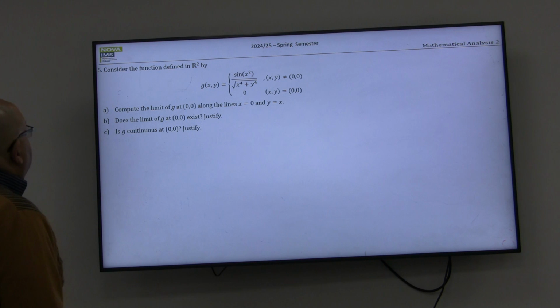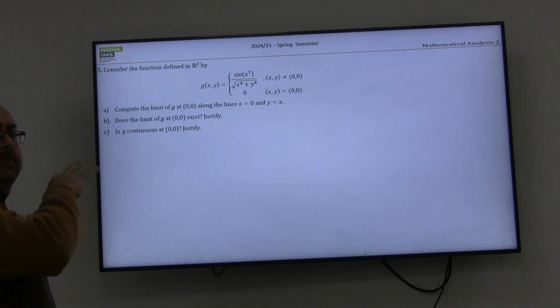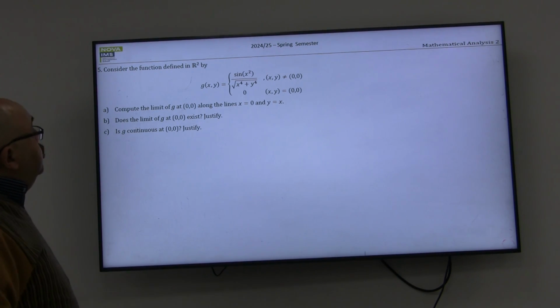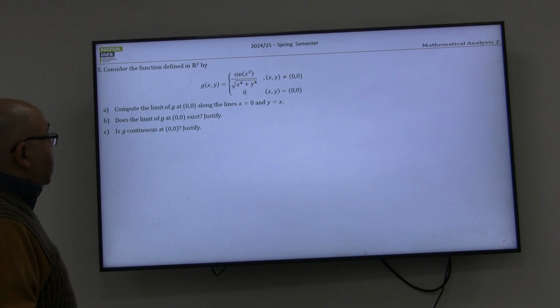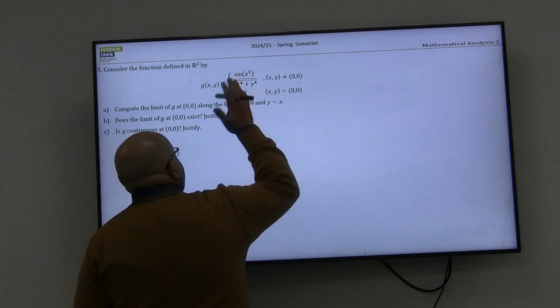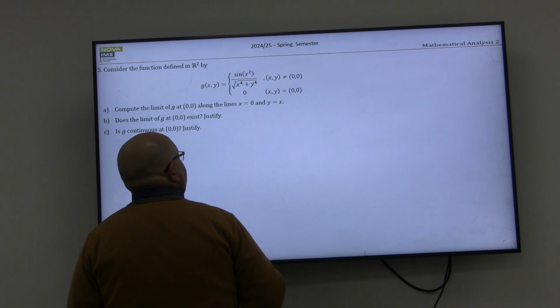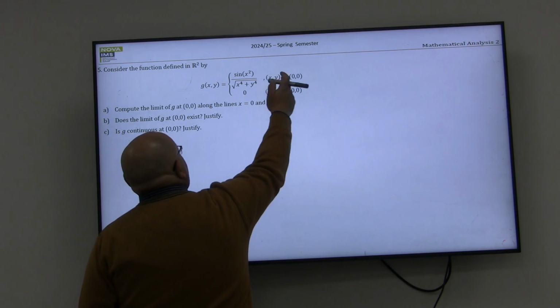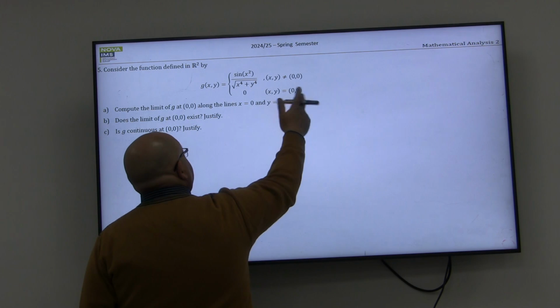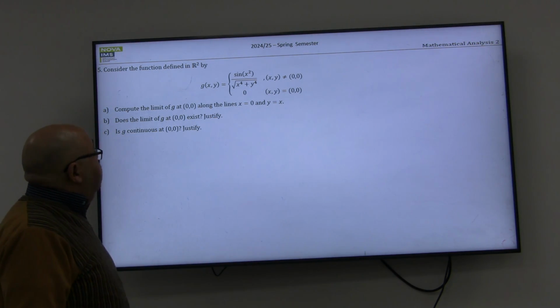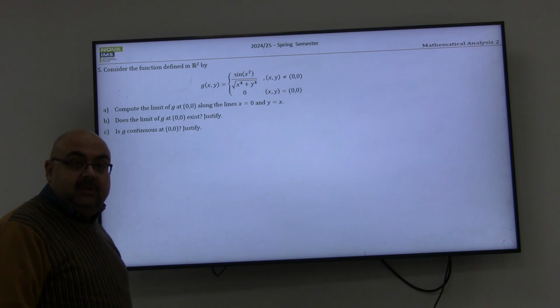Okay. So you will have many more problems than this, so you can speculate about the shape of your exam. Here he wants you to consider the function defined by g of x, y, exactly like the previous one, sine of x squared over the root of x to the power of 4 plus y to the power of 4, once x, y doesn't equal the origin, but if x, y is equal to the origin, it's 0. So he wants you to compute the limit of g at the origin along the lines x equal to 0 and y equal to x.